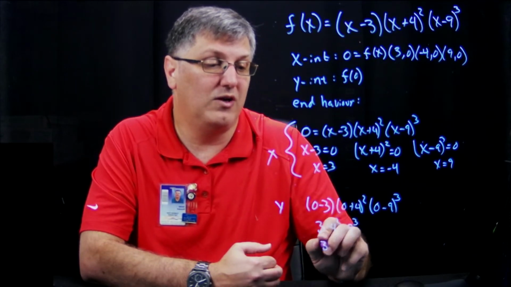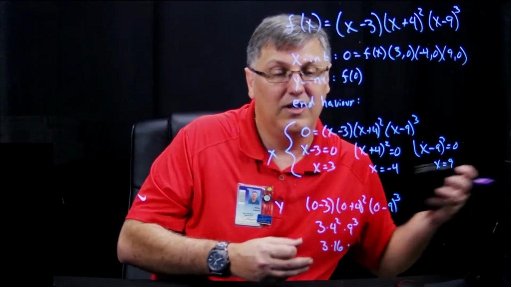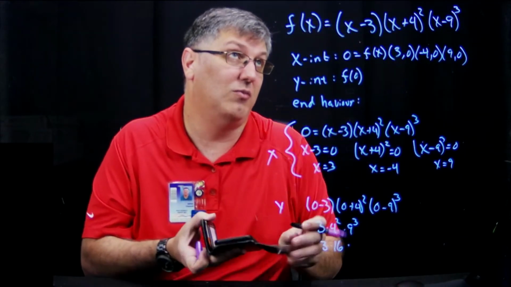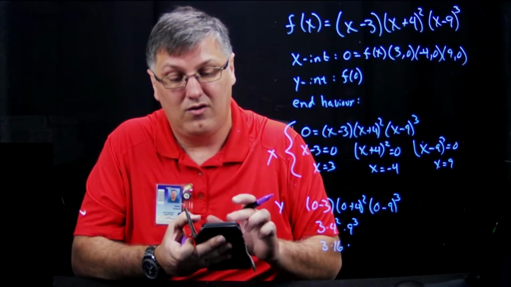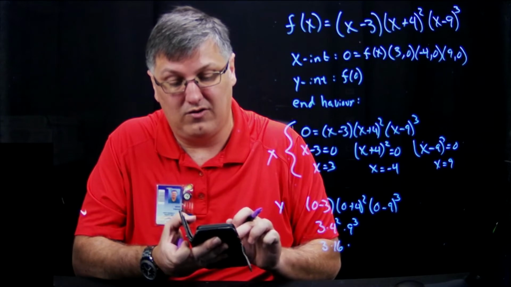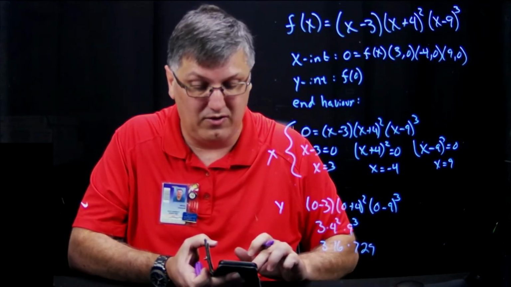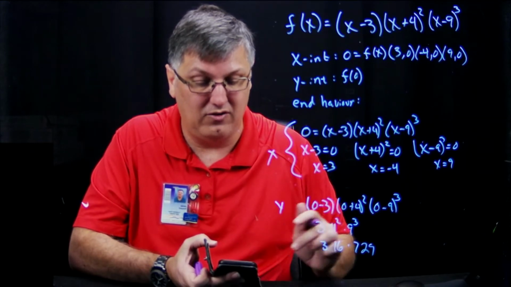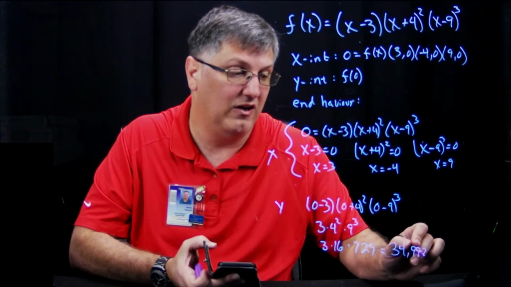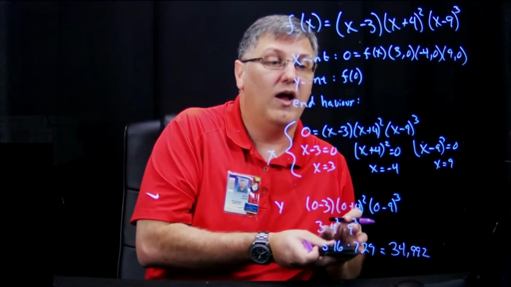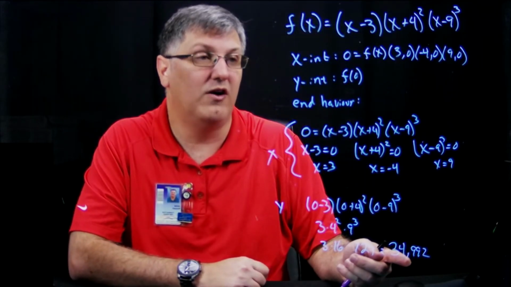This is going to give me 3 times 16 times, I don't know what 9 cubed is, I just made this problem up. So 81 times 9 should be 729, I believe, but let me double check. 9 times 9. Yep, 729. And then we just multiply those times 3 times 16, not doing that in my head, which gives me 34,992.